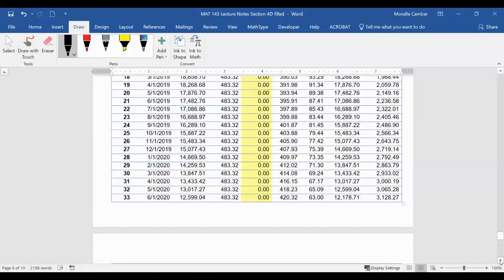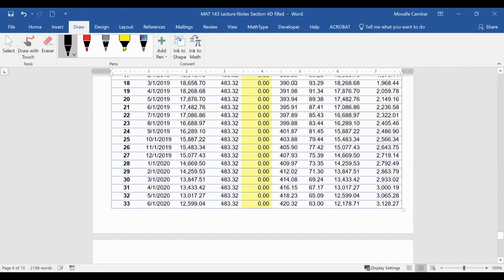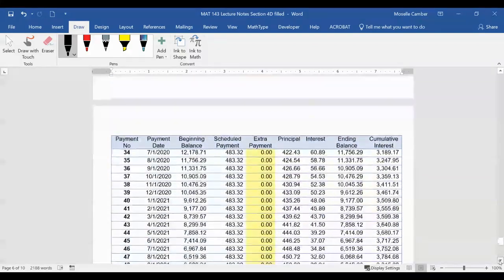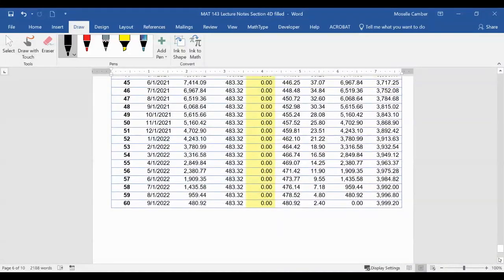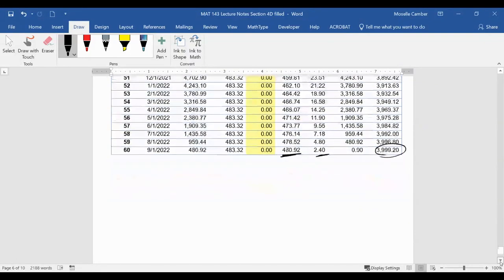And you can look at it and you can see that as you go, the amount that goes towards principal is increasing and the amount that's going towards interest is decreasing. So that at the end, these last ones, you pay $483.32. Practically all of it is going towards your principal, and just very little of it is going towards your interest. And so you can see with this loan, you end up paying almost $4,000 in interest. And that is it for 4D.